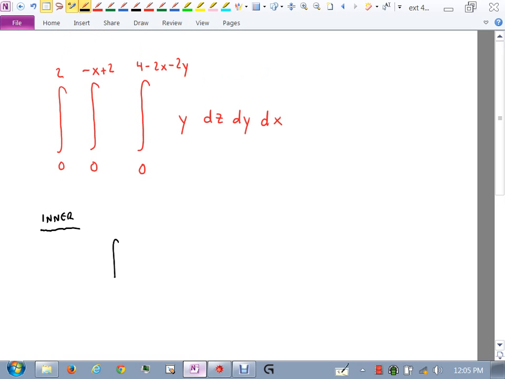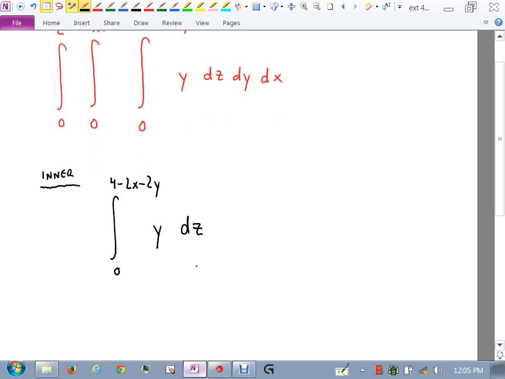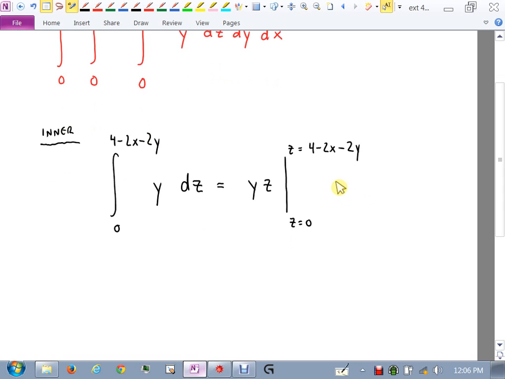The inner one will be the integral from 0 to 4 minus 2x minus 2y. I'm integrating y with respect to z first. What is the antiderivative of y with respect to z? yz. We're treating y like a constant. I'm plugging in what here? 0 and 4 minus 2x minus 2y for what, though? For z. So this is going to be z equals 0 to z equals 4 minus 2x minus 2y.